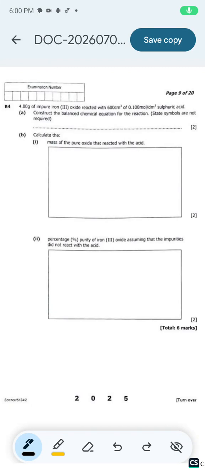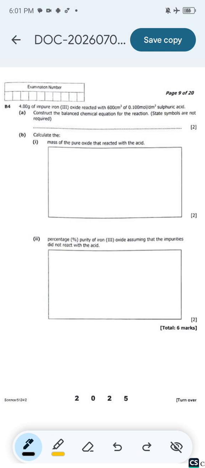Welcome to the Stoichiometry problem. This is 2025 and we just want to analyze the sort of question that was asked in the 2025 final exams. The question reads, this is section B: 4.00 grams of impure iron(III) oxide reacted with 600 cm³ of 0.100 mol/dm³ of sulfuric acid.